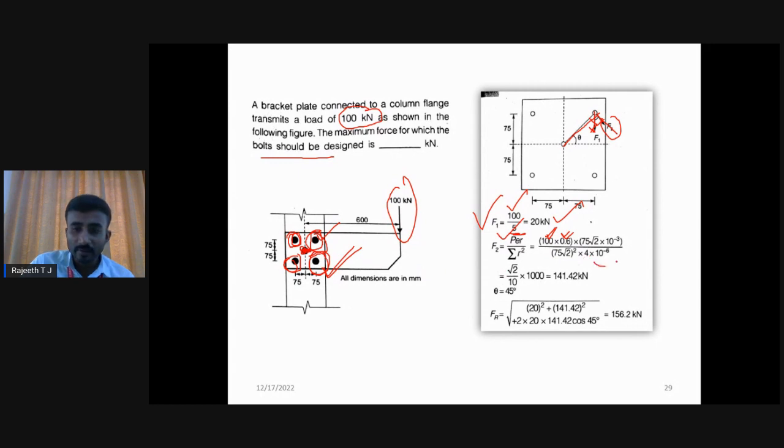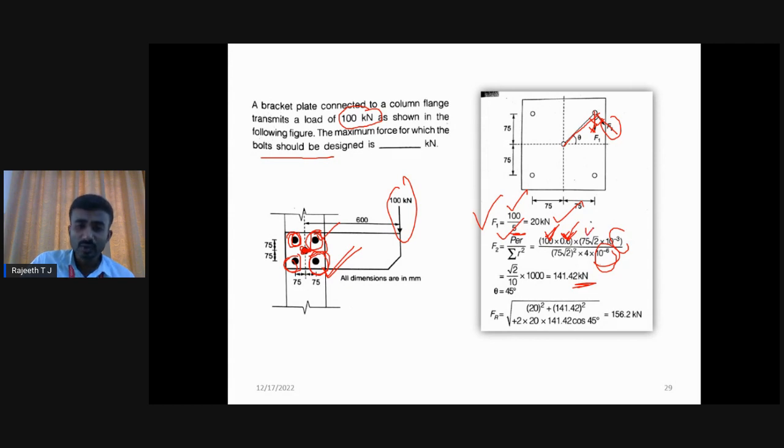Here we put the dimensions in millimeter. That's why they are taken in terms of meter. Otherwise, you can substitute in millimeter also. Finally, the answer we are going to get is in kilonewton only, similar to the last problem. So here P is 100. E, eccentricity, is 600.